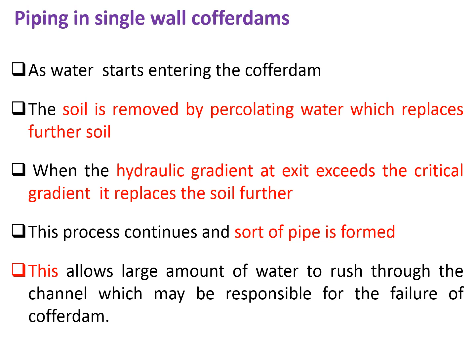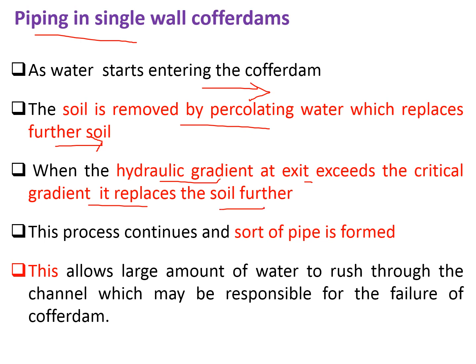Now one phenomenon which is called piping in single wall cofferdam. As water starts entering the cofferdam, the soil is removed by percolating water which replaces the further soil. एक बार अगर पानी आना स्टार्ट हो गया तो फर्दर सॉइल को रिमूव करना स्टार्ट करेगा, and that will be a dangerous condition. So when the hydraulic gradient at the exit का जो hydraulic gradient है, it exceeds the critical gradient, it replaces the soil further.